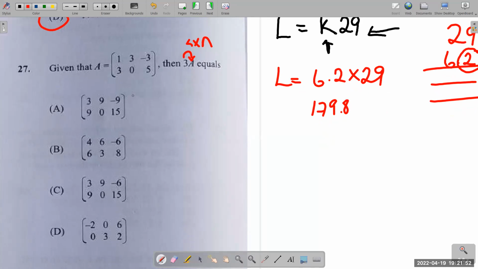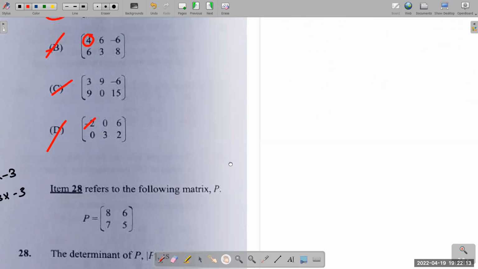I should see the answers rolling in, you know. It can't be B because 3 times 1 could never give me 4. 3 times 1 could never give me -2. So these two are out. And when you continue going, 3 times 3 is not 6. So this is out as well. So the answer must be A. Excellent.